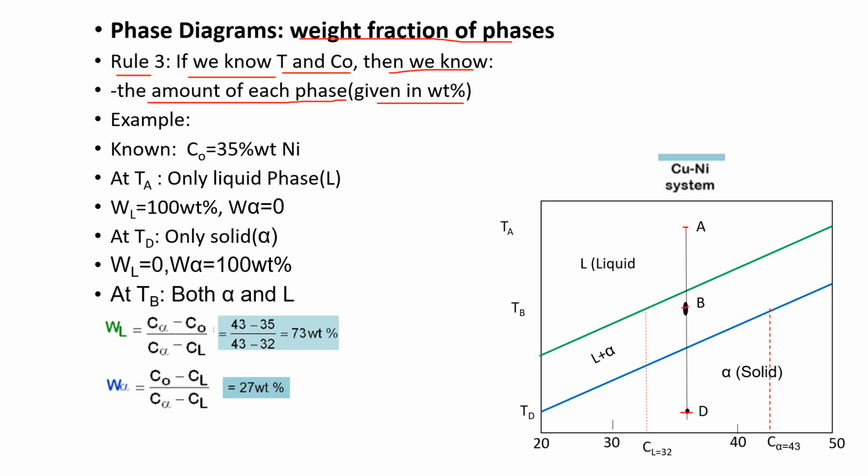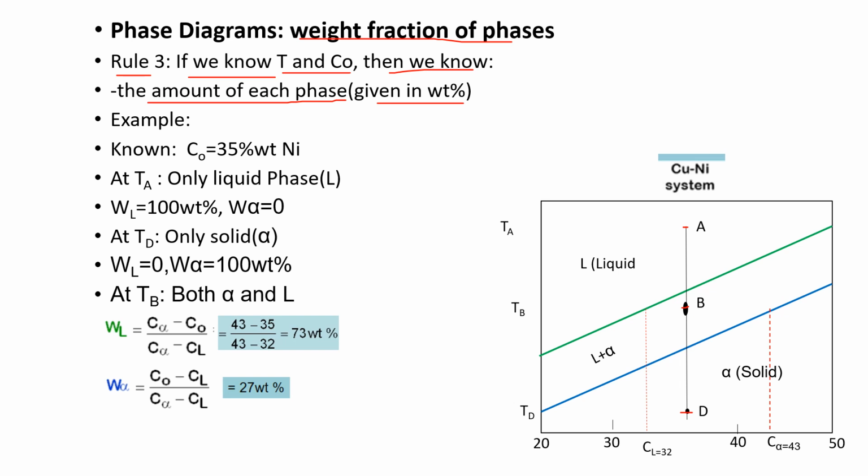For point A, we have previously explained the amount of liquid phase, the amount of liquid at point A. Directly draw a line below A, that will be CL. CL will be equal to the direct composition, which is known, which is 32% by weight of nickel. Similarly, for point D, it is C alpha. It is also 32% by weight of nickel at the solid boundary at this temperature at point TD.